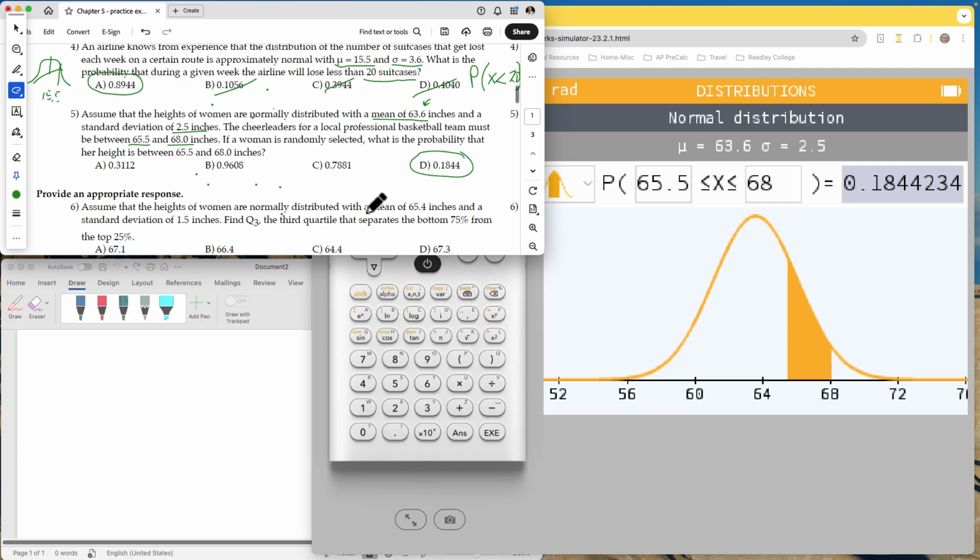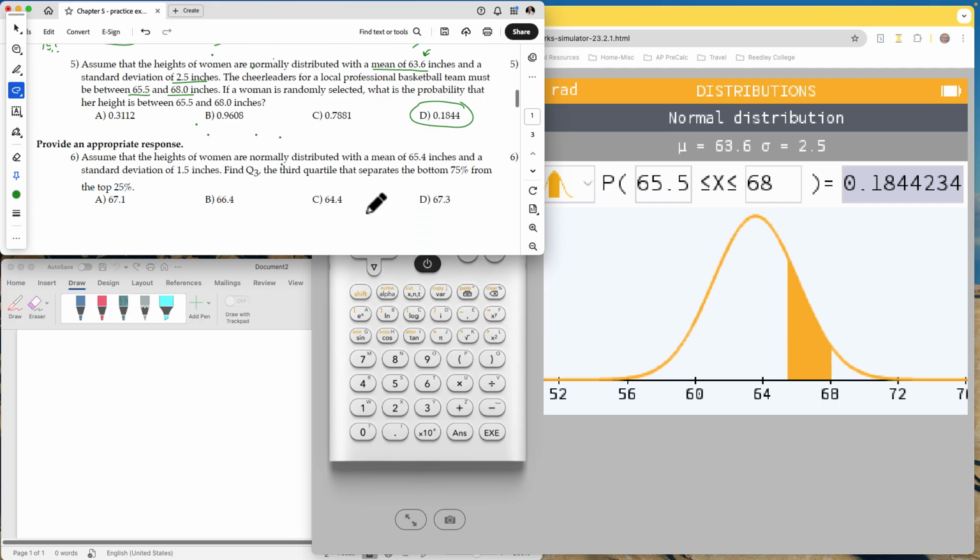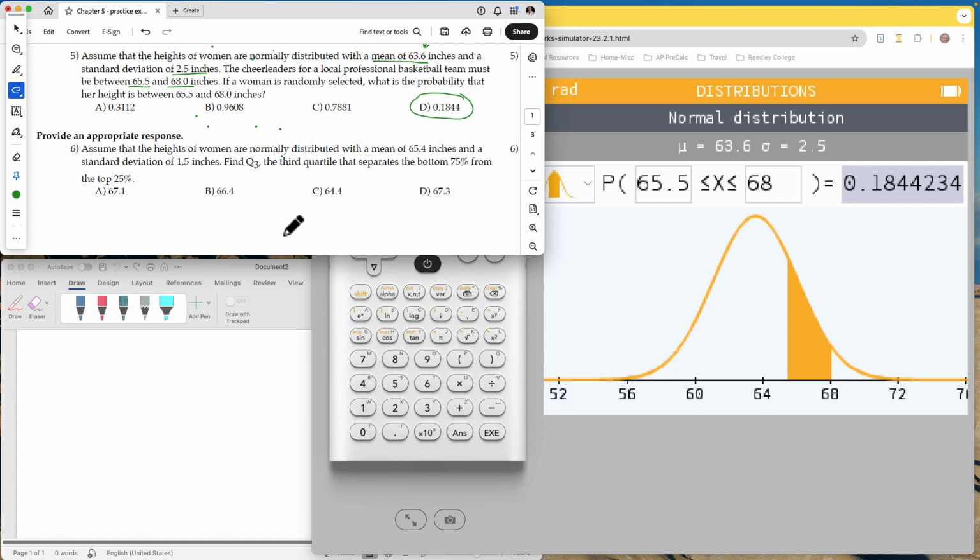So now these next ones, we're going to be given a percentage, and we're wanting to find values. Okay. So for this one, assume the heights of women are normally distributed. This is giving some different values, but again, it's just an assumption. 65.4, standard deviation 1.5. Find Q3, the third quartile that separates the bottom 75% from the top 25%. So you could do it either way. You could either do it less than 75, or you could do it greater than 25, but you'll find that value that's right on the boundary is what we're looking for. Okay, and I'll show you both ways will work.